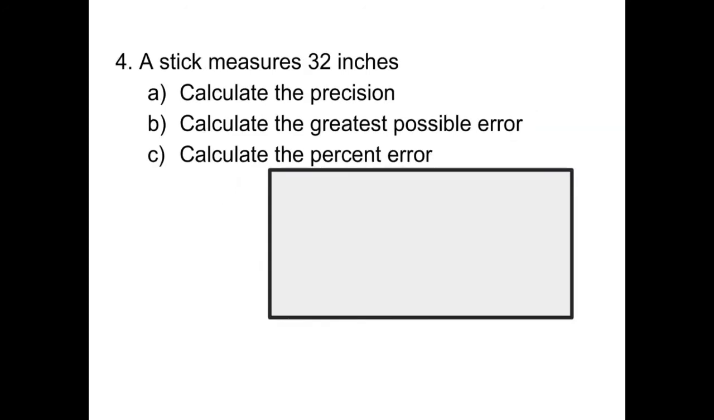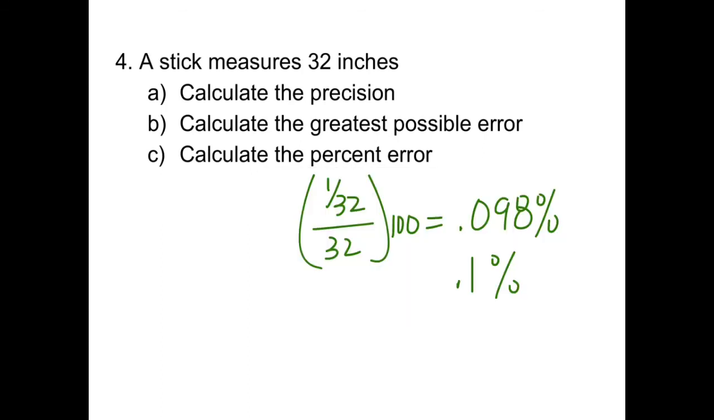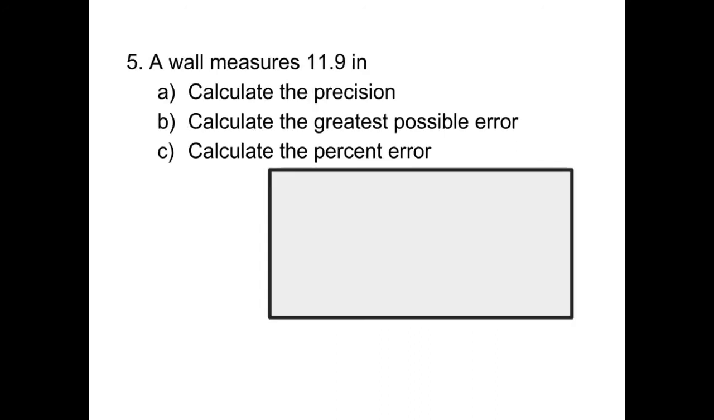Go ahead and try this one on your own. It says a stick measures 32 inches. Going through the same step, focusing on inches. You can check your answer in a second. Please pause the video and do it on your own first. Another example for you to try on your own. In inches again, 11.9 inches. Calculating the precision, greatest possible error, and the percent error. Please pause the video and try it on your own, and then check your answer.